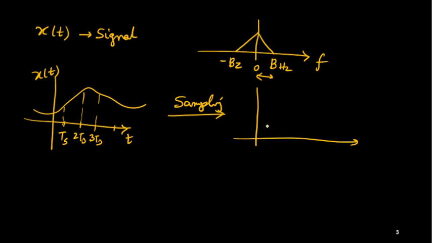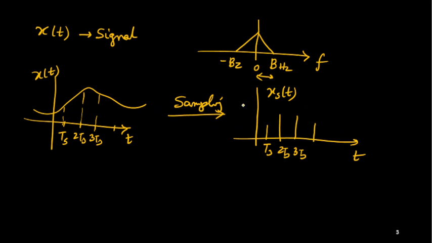Those amplitudes, if I consider only at Ts, 2Ts, 3Ts, like that, these are the sampled version of this. I will call it xs(t). So it's a discrete sequence. Just at Ts we have one sample, at 2Ts we have another sample. So we can go for this kind of discretization in the time domain. This process is called sampling.